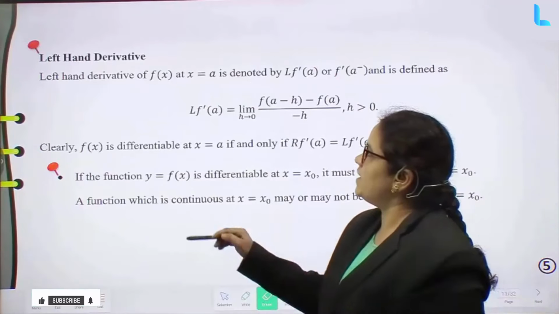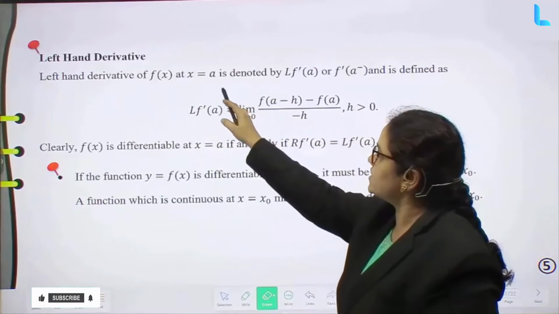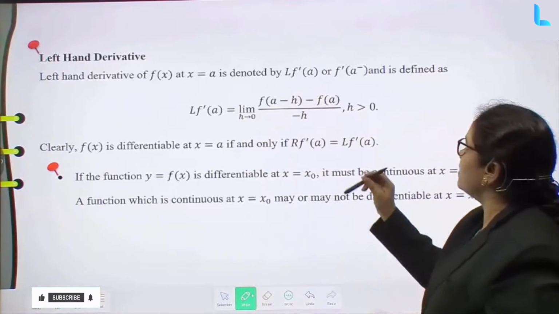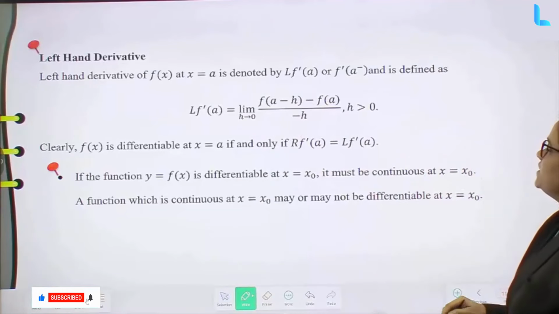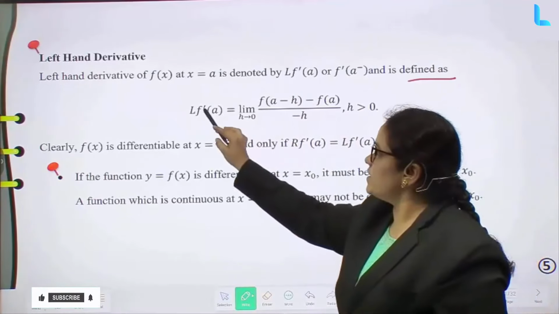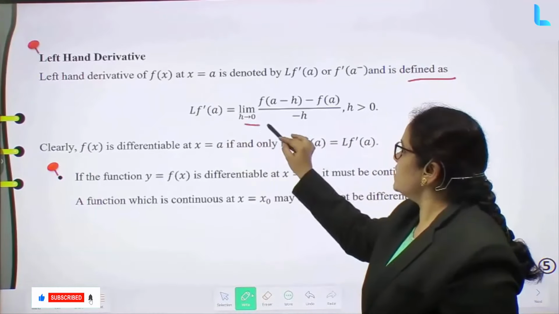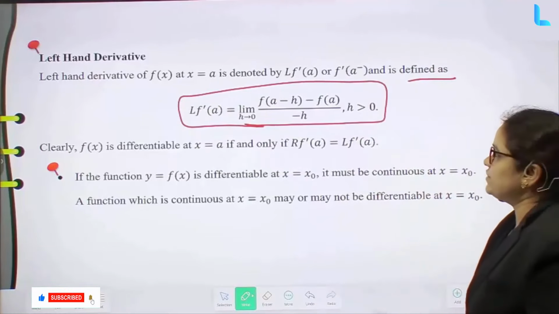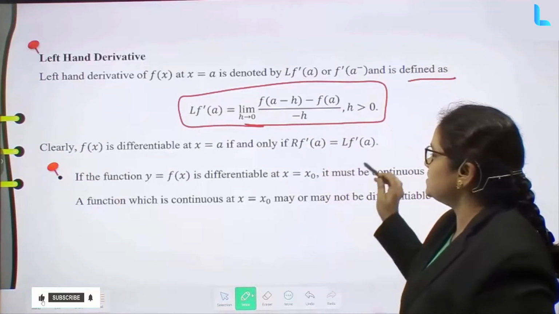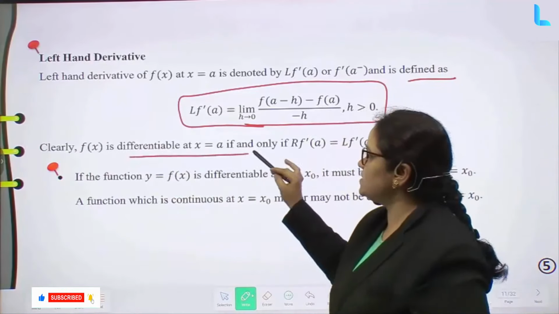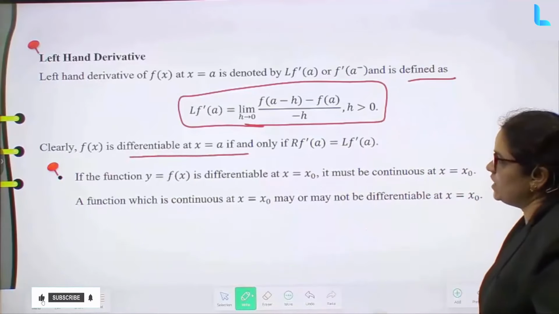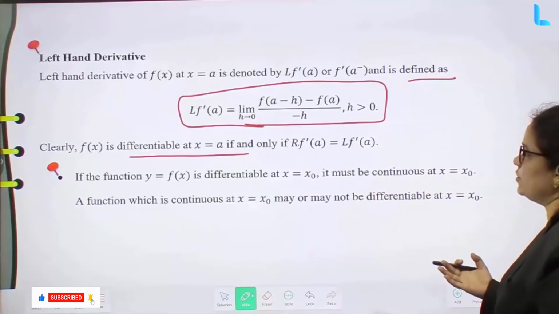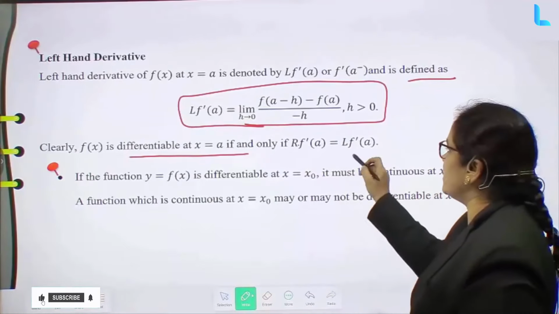Next one, left hand derivative. The left hand derivative of f(x) at x equal to a is denoted by L f dash of a or f dash of a minus and is defined as limit h approaches 0 of f(a minus h) minus f(a) by minus h, where h is greater than 0. Clearly f(x) is differentiable at x equal to a if and only if R f dash of a, the right hand derivative, is equal to the left hand derivative L f dash of a.